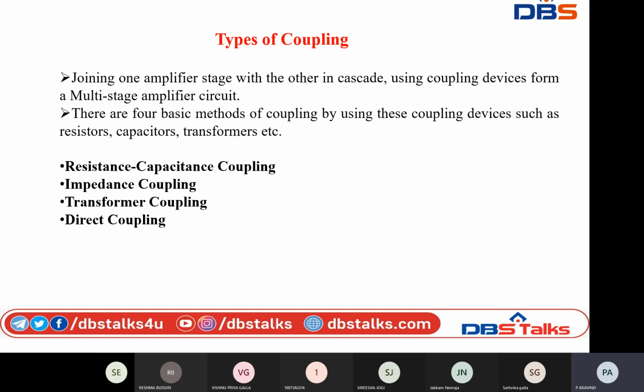This coupling method, the direct coupling method, is mostly used when the load is connected in series with the output terminal of the active circuit element. The best example for direct coupling is headphones, loudspeakers also. So these are the different types of couplings. One is resistance capacitance coupling, the second is impedance coupling, the third is transformer coupling, and the fourth is direct coupling.